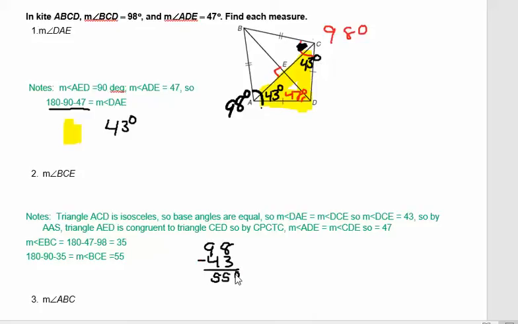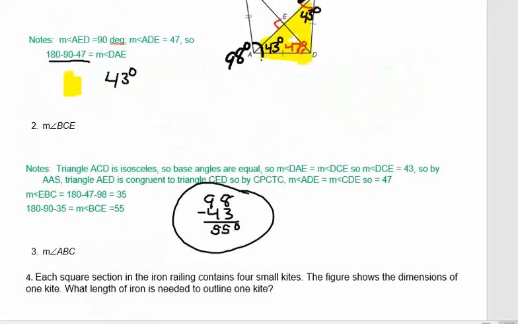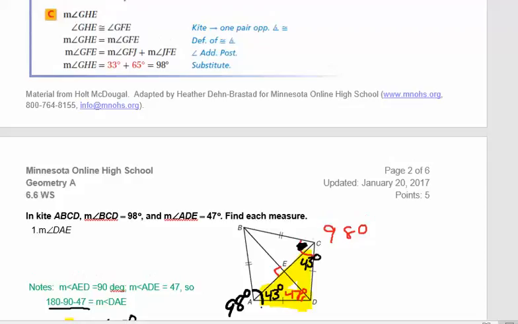Now, if you read through these notes that I pasted here, this was a more complicated way to find that answer. This would be a more straightforward way to do it. Okay, let's look at number 3. In number 3, we are looking for the measure of angle ABC. That's this angle up here.